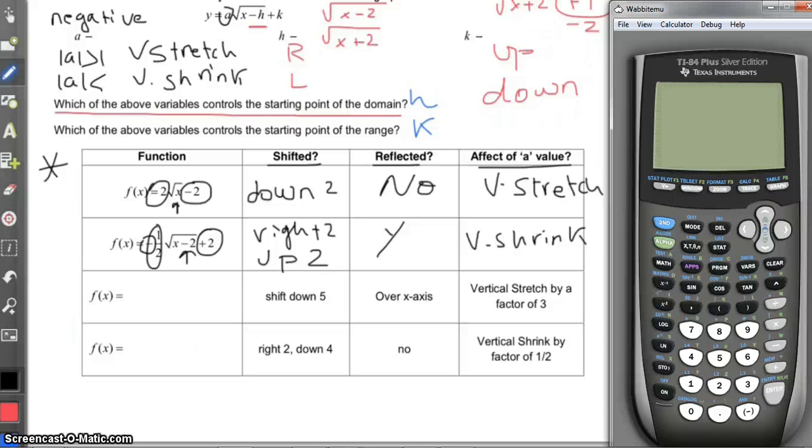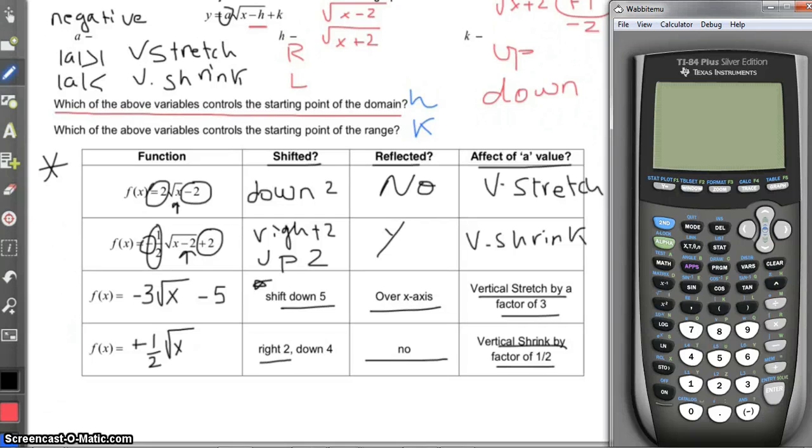You are given the transformation, but you're supposed to write the function. So there is a reflection and there's a stretch by 3, so then you have a negative 3 on the outside. It's not going right or left, it's only going to go down. So x is alone under the radical, and it's down by 5, so minus 5 outside the radical. Now let's move on to the last one. There's no reflection, so it's positive. There's a vertical shrink by half, so there's a half, and then the radical x. Now it's going to go right 2, so under the radical you put minus 2. Down 4, so minus 4 on the outside of the radical.